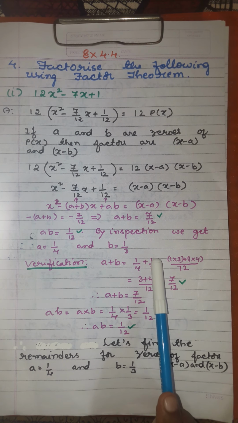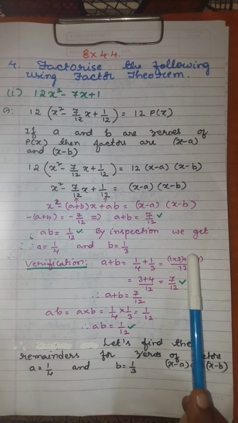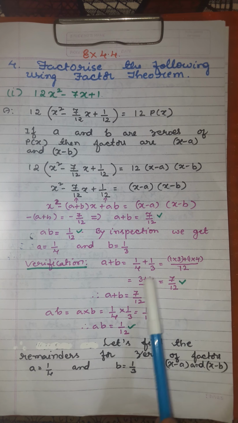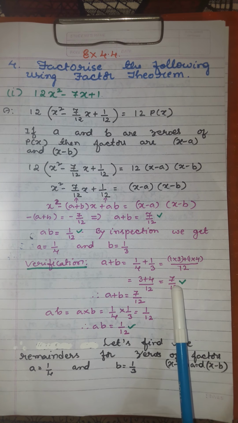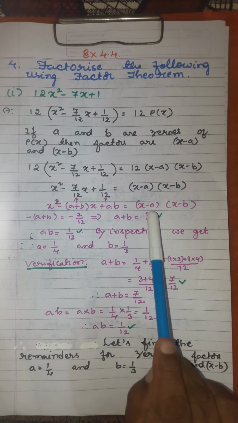So multiply the numerator of the second fraction by the quotient, that is 4. 1 into 4, put it in the bracket. 1 into 3 is 3, plus is here. 1 into 4 is 4, over 12, that is 7 over 12. So a plus b is equal to 7 over 12.